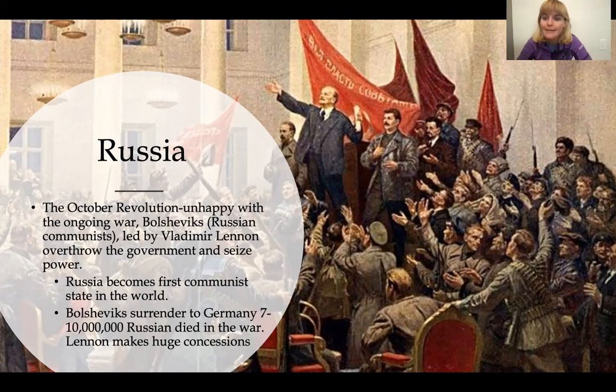Now, almost immediately after the Bolsheviks seize government power, they surrender to Germany, okay? So 7 to 10 million Russians are going to die in World War I. And because these German spies got Lenin back into Russia in order to have this October Revolution, Lenin's going to make huge concessions. All right, Lenin's going to give up huge amounts of land in Eastern Russia to the Germans, okay?